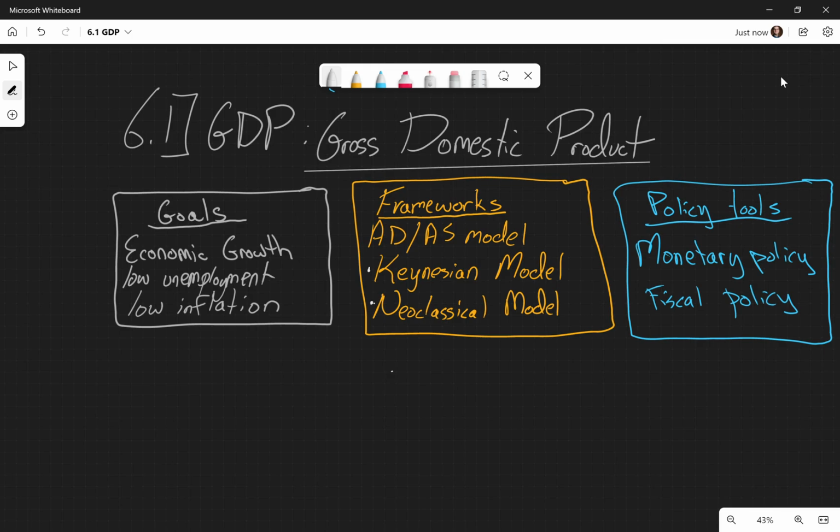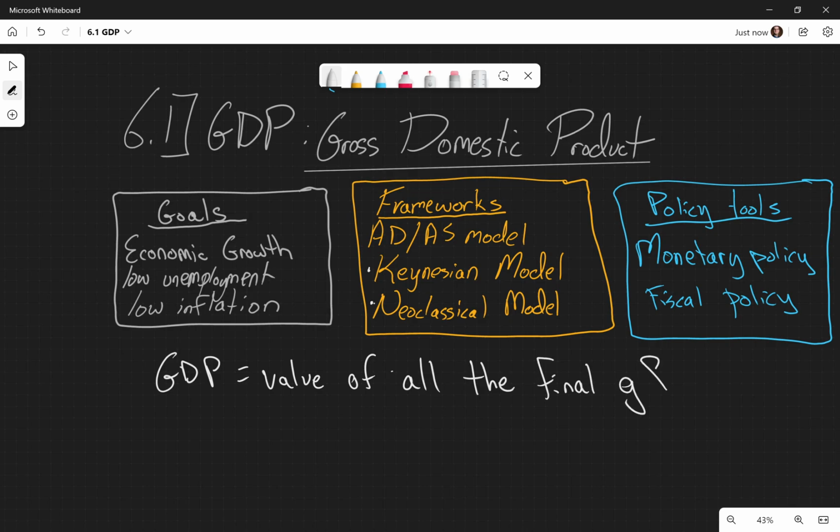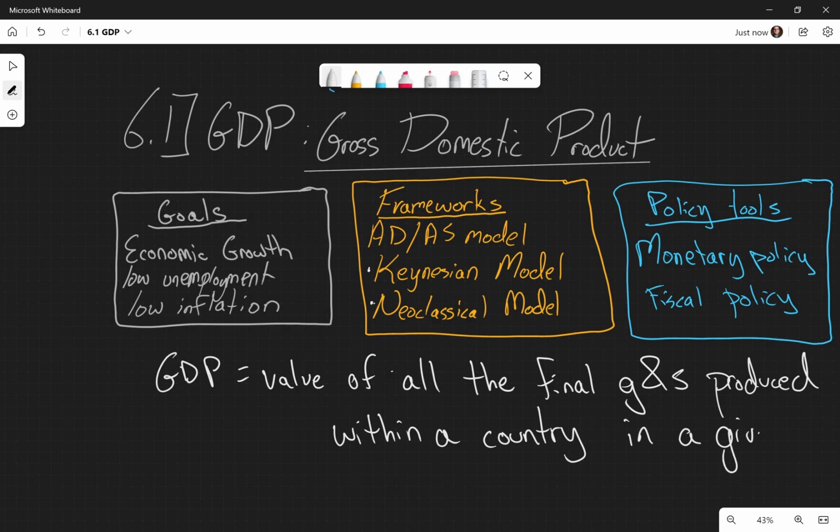All right, so let's get some definitions in here, right? What is this gross domestic product thing? So it is the value of all the final goods and services produced within a country in a given year.